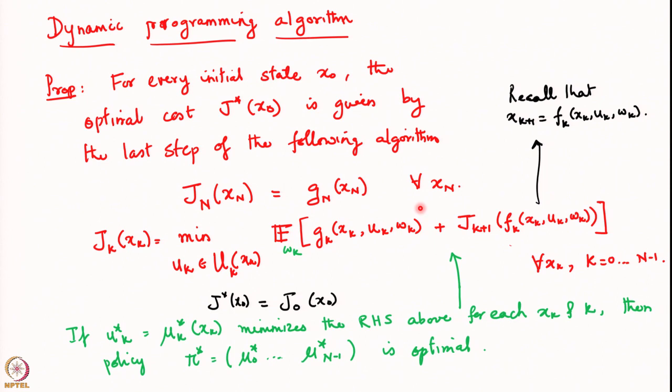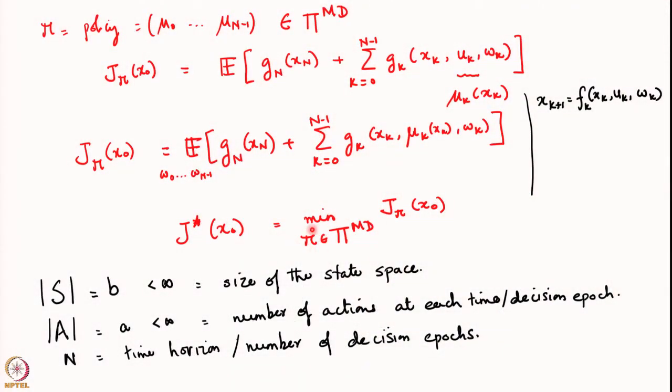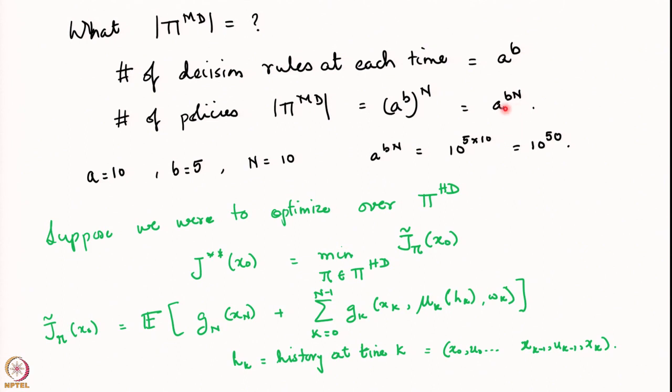Now, let us dwell on the efficiency of this particular algorithm, as to why this is actually helping us save some effort. Initially, when I mentioned the problem of choosing the optimal policy over the set of all Markov policies, that set turned out to be a humongous number. It turned out to be A raised to B raised to N, right, where A was the number of actions, B was the number of states, and N was the number of decision epochs or the time horizon. So, this was the number of policies. If you had to search over all of these policies, this is the number of choices that you would have to cycle through.